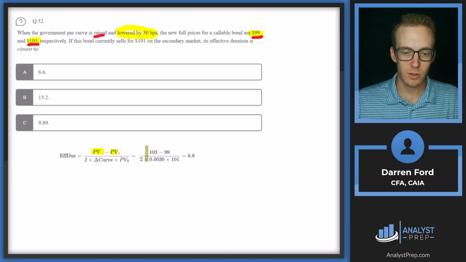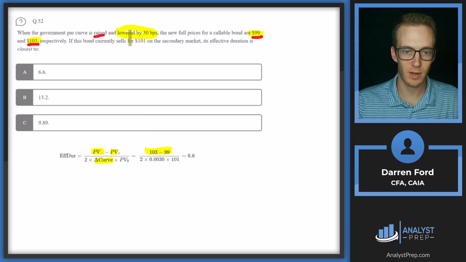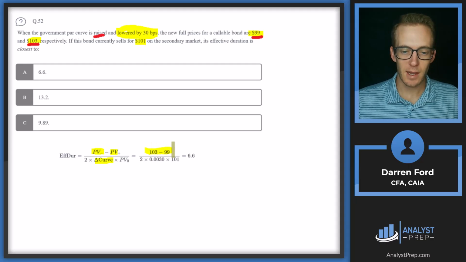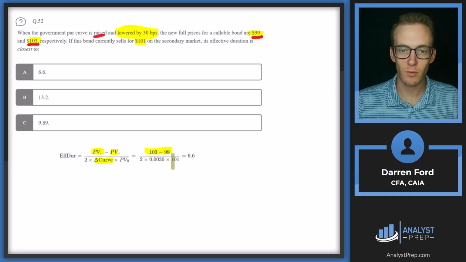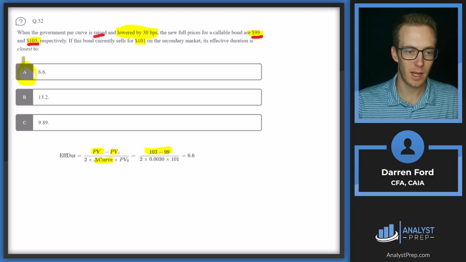And so we've got our numerator covered. This is going to be 4. And then our denominator is going to be 2 times the change in the curve. Change in the curve is also given at 30 basis points. And then we're multiplying that by the current price, which is also given at 101. So for this problem, we're given all the variables. This is really just making sure that we memorize this formula and know when to use it. So we've got 103 minus 99 divided by 2 times 0.003 for 30 basis points times 101 for the current price, which gives us 6.6 for our effective duration. That lines up with answer A.